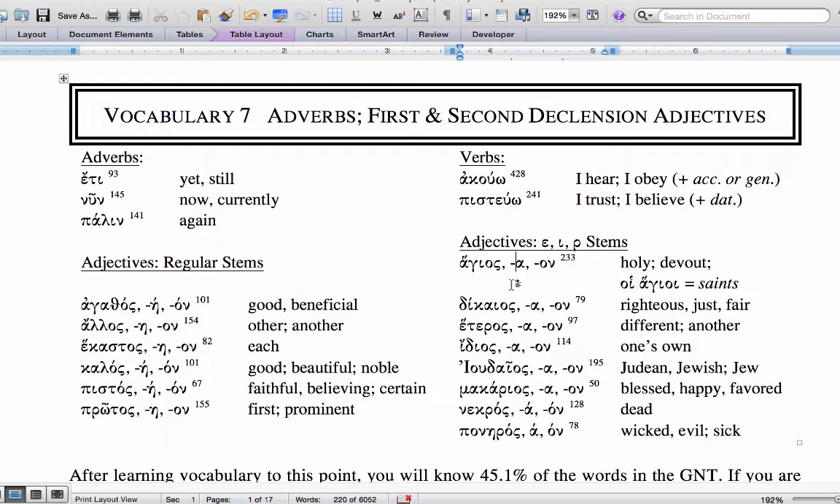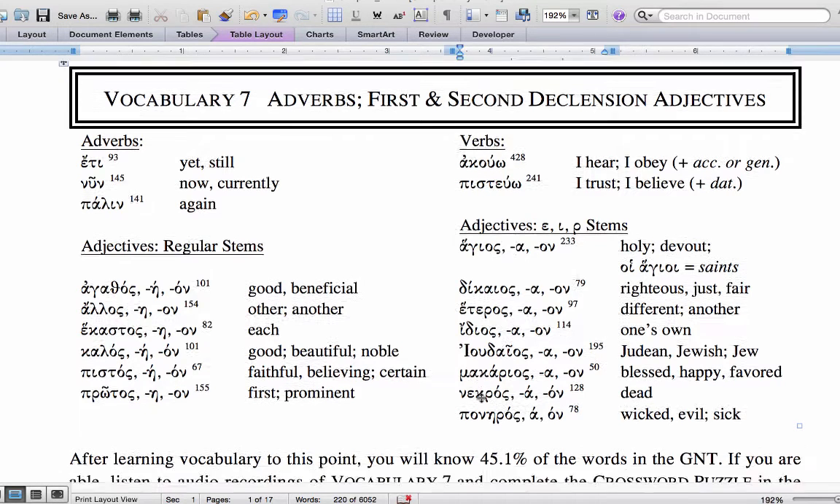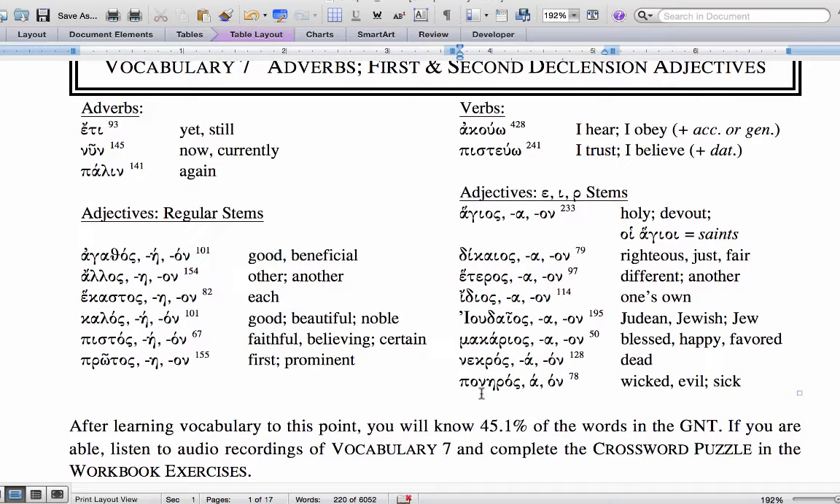Hagios, hagia, hagion, holy. Dikaios, dikaia, dikaion, righteous. Heteros, hetera, heteron, different or another. Idios, idia, idion, one's own. Ioudaios, Ioudaia, Ioudaion, Judean or Jewish. Makarios, Makaria, Makarion, blessed or happy. Nekros, nekra, nekron, dead. Poneros, ponera, poneron, wicked or evil.